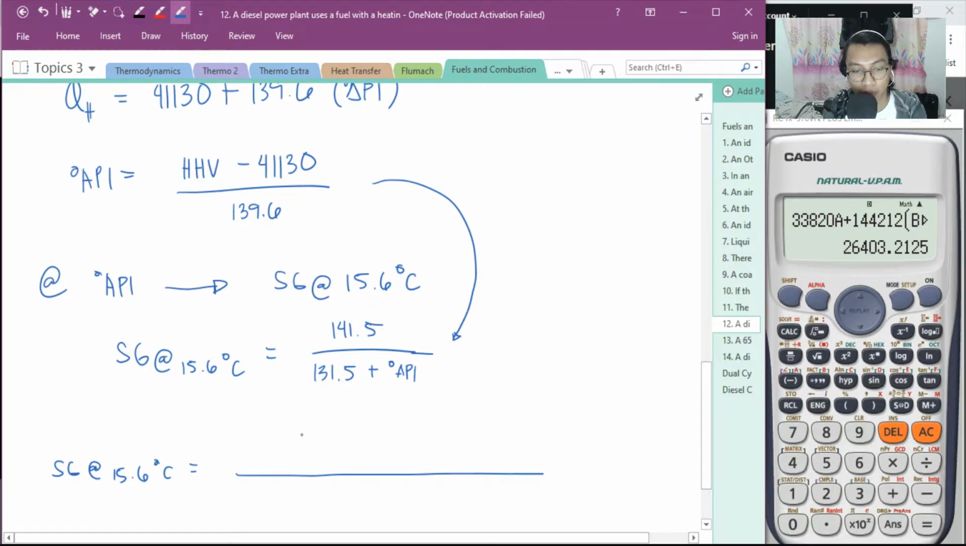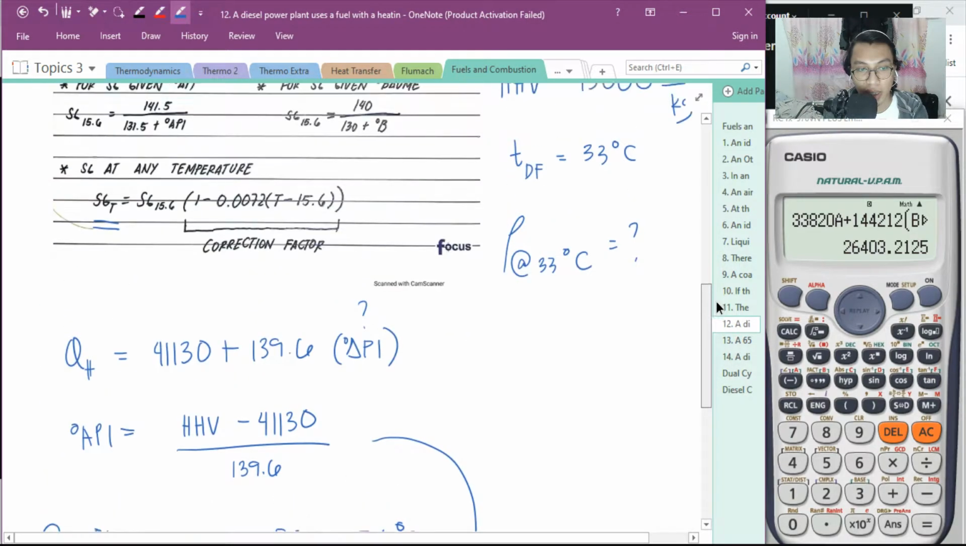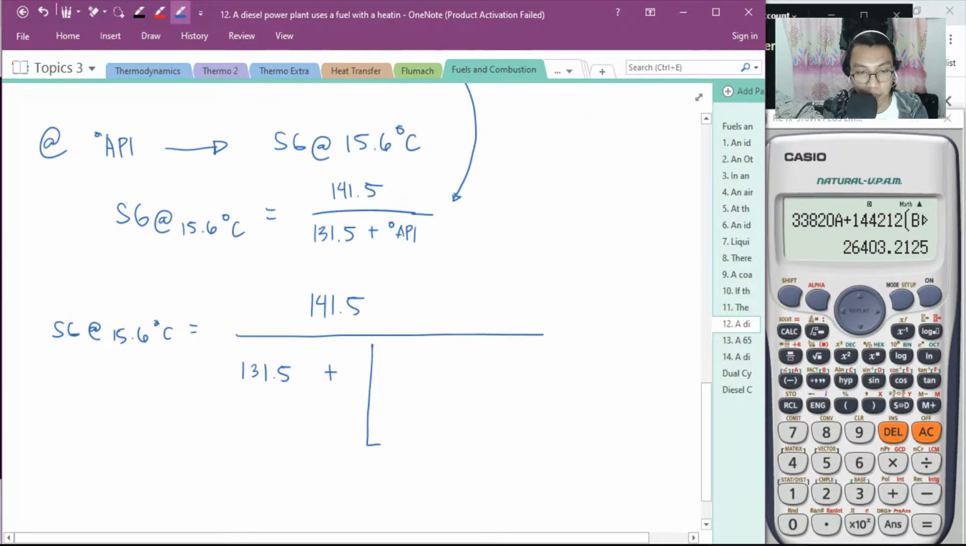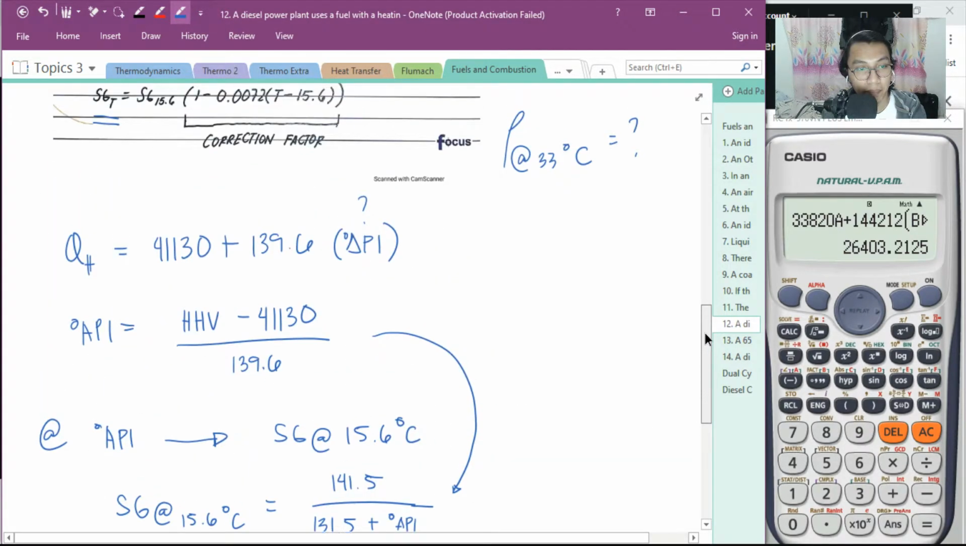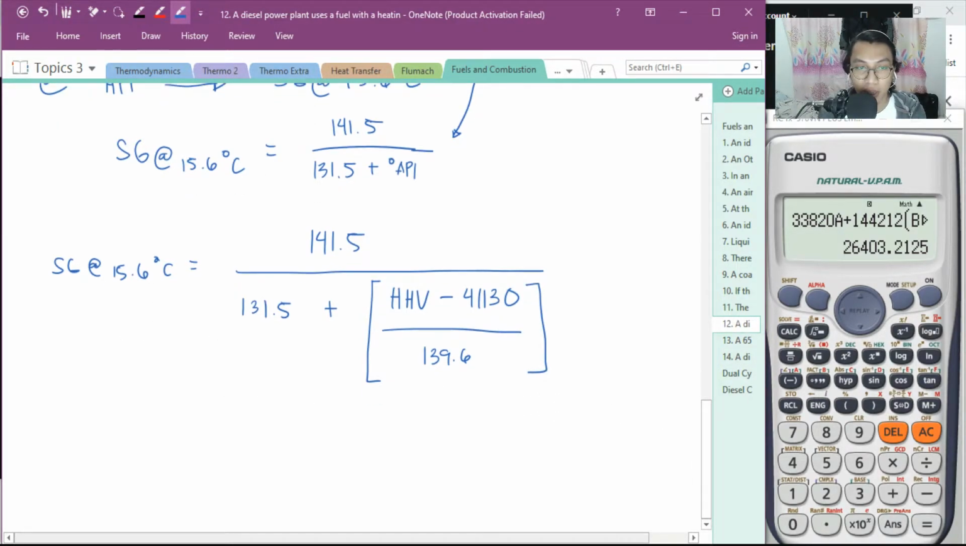So, 141.5 divided by 131.5 plus yung degree API, kunin mo dito sa taas. Ayan, that is HHV minus 41,130 divided by 139.6. Pwede na nating masolve si SG at 15.6 degrees Celsius. So, isang pindutan. Pero wag muna kayong mag-round off. Okay?